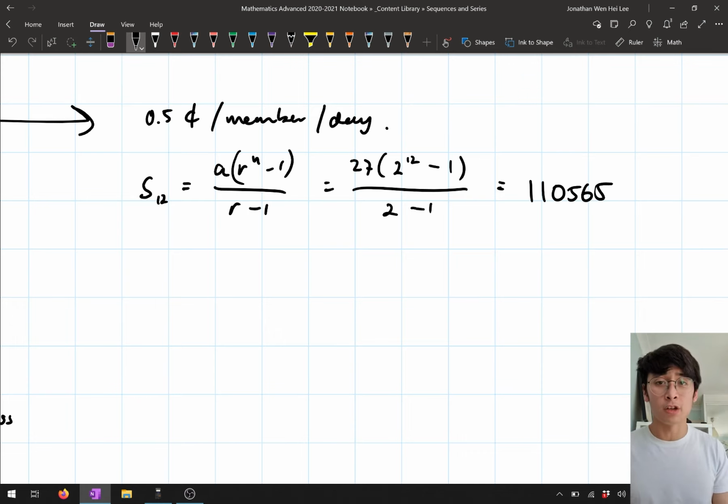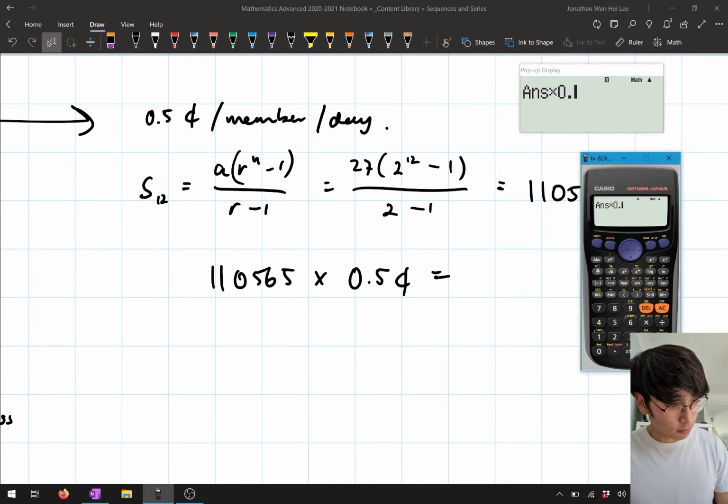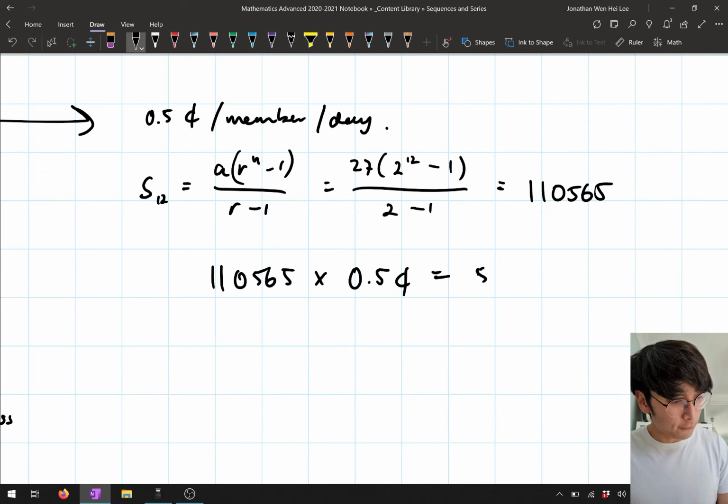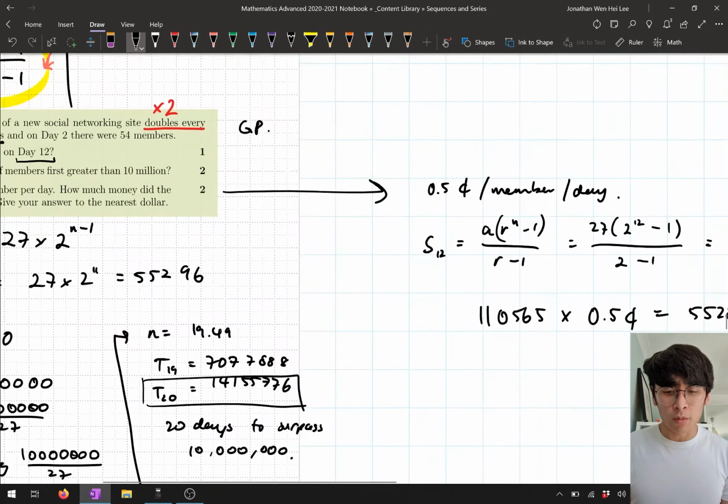So from here, what would we need to do? Well, we want to find out how much they're going to get paid. They get paid 0.5 cents per member per day. And so what this means is we're just going to take this 110,565 and times it by 0.5 cents. So when I times this by 0.5, we get 55,282.5 cents.